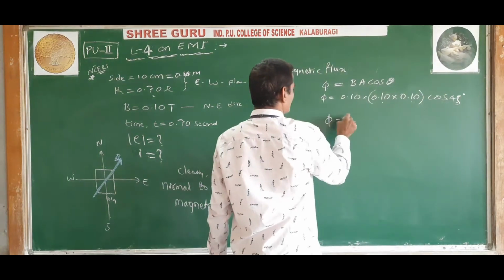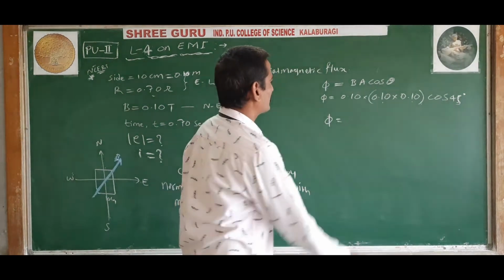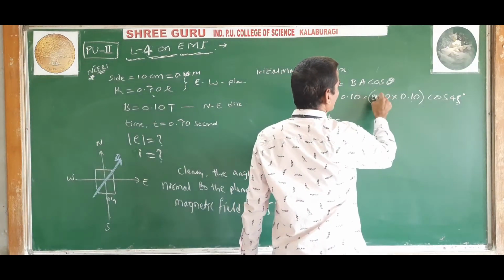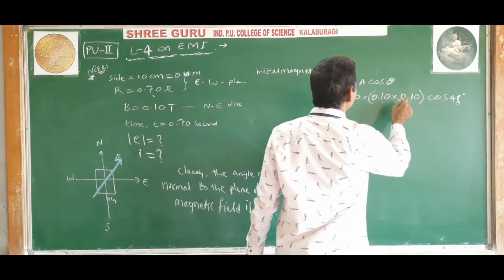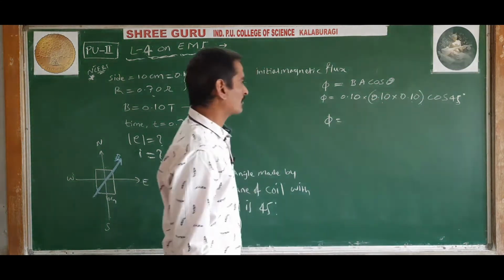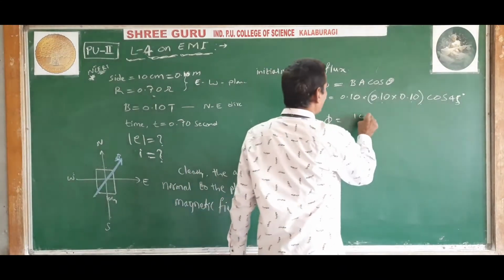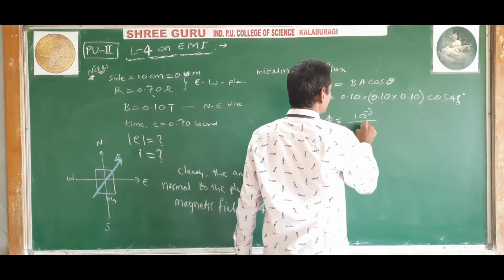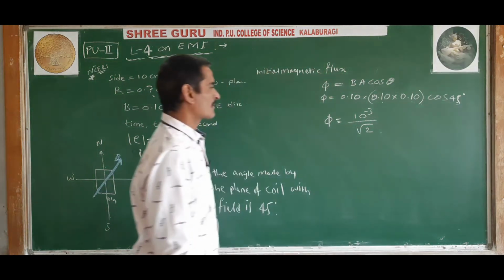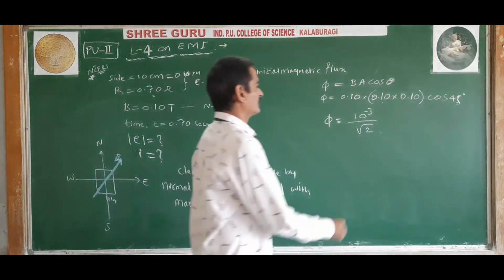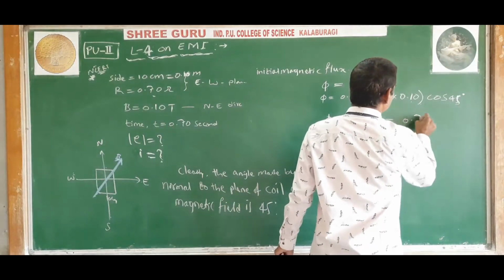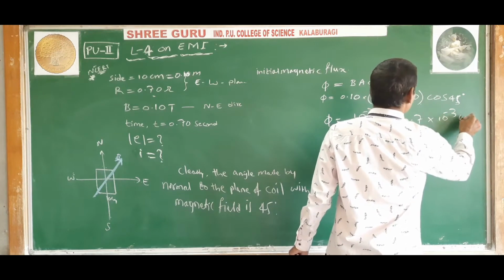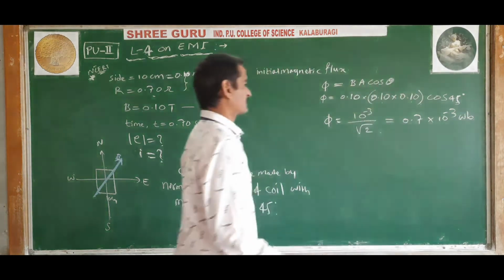So phi is equal to 10 to the power minus 1 times 10 to the power minus 1 times cos of 45 degrees, which is 1 by root 2. So it is 10 to the power minus 3 divided by root 2, which can be written as 0.7 into 10 to the power minus 3 Weber. This is the initial magnetic flux.